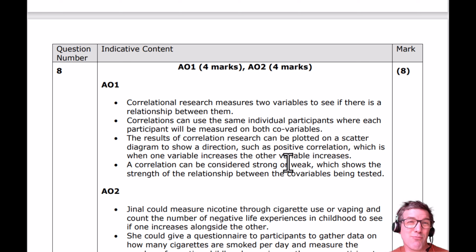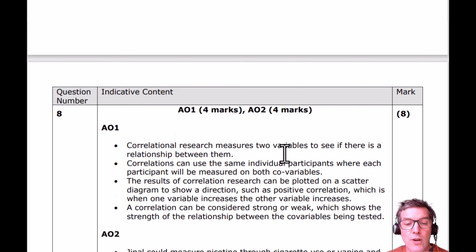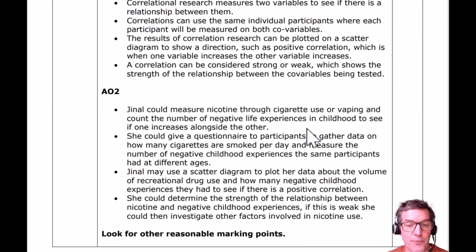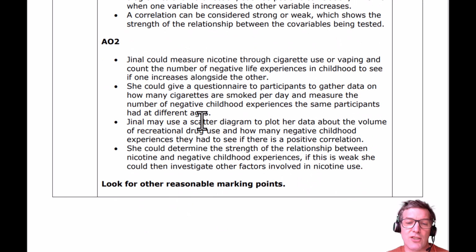So just that general knowledge of correlations, and that will always be true of discuss questions, forms half of the marks. And it's probably a good idea to write a whole paragraph, maybe even 2 paragraphs, maybe aim for most of a side of writing that's just sharing your general knowledge before you go into the AO2, which is linking it to the scenario. So how could Janelle actually use these techniques? Well, she could measure nicotine through how many cigarettes people smoke per day. She could have a questionnaire about their early experiences. She could use a scatter diagram and say exactly what she would plot and so on.